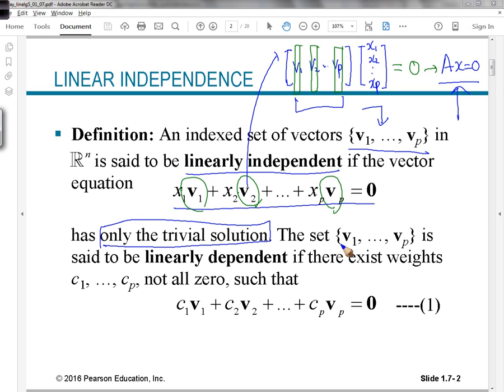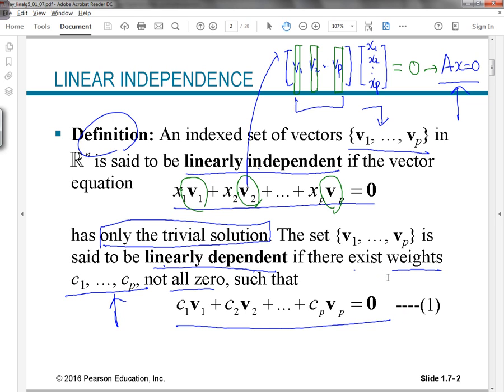If that's the case, then these vectors, v1 through vp, are linearly independent. So that's all for this definition of linearly independent and dependent. If they are linearly dependent, then there exist weights like these which are not completely zero, which corresponds to our non-trivial solution, that satisfies this equation.